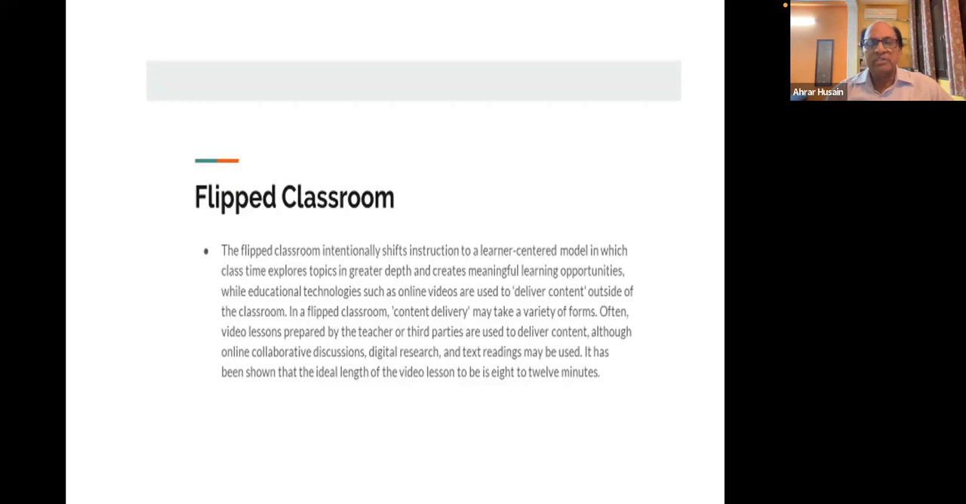The flipped classroom intentionally shifts instruction to a learner-centered model in which class time explores topics in greater depth and creates meaningful learning opportunities, while education technologies such as online videos are used to deliver content outside of the classroom. In a flipped classroom, content delivery may take a variety of forms. Often videos, lessons prepared by the teacher, or links of third parties are used to deliver content. Although online collaborative discussion, digital research, and text reading may be used, it has been shown that the ideal length of the video lesson is not more than 15 minutes.